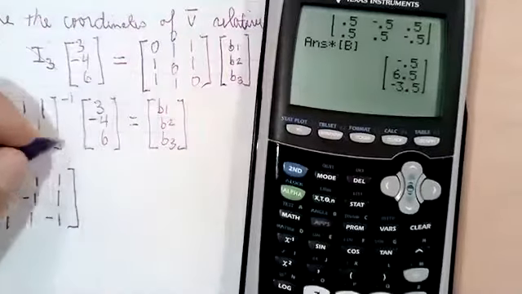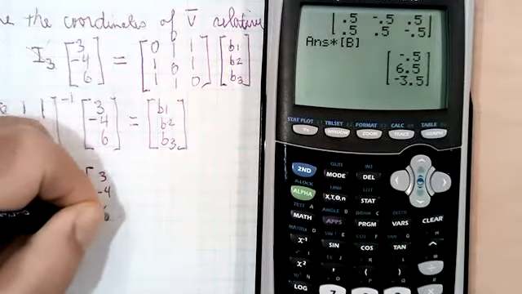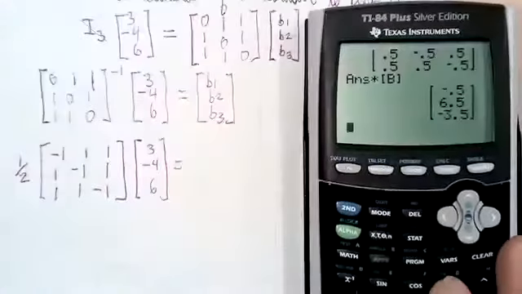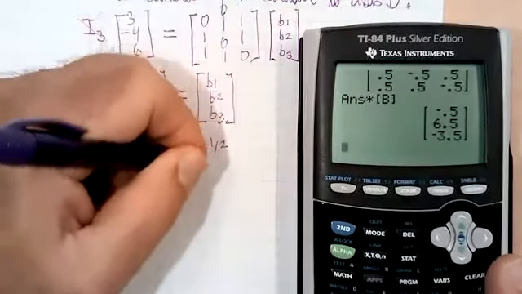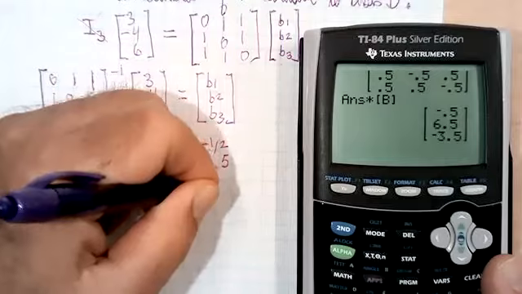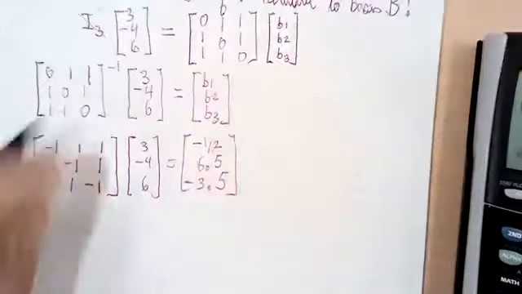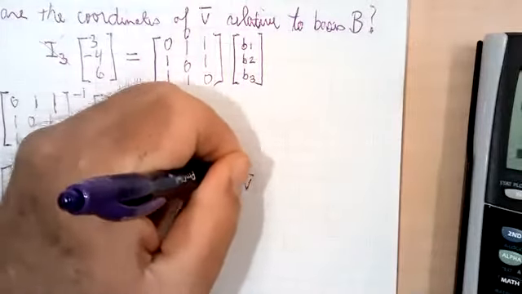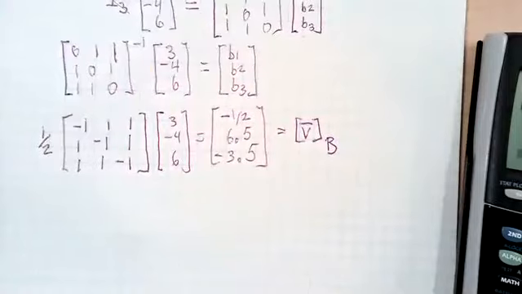Okay, times this, assuming I've pushed all the buttons properly, I get this result: minus a half, 6.5. How about some decimals here? I like that. Minus 3.5. That is the coordinate vector of V relative to the basis B if I've done all the calculations correctly.